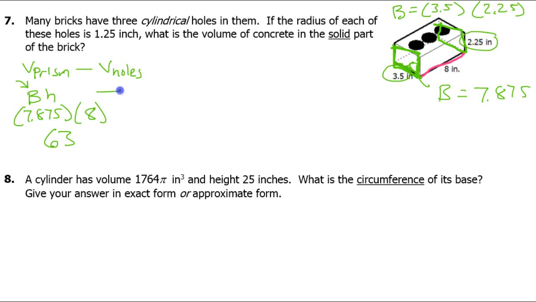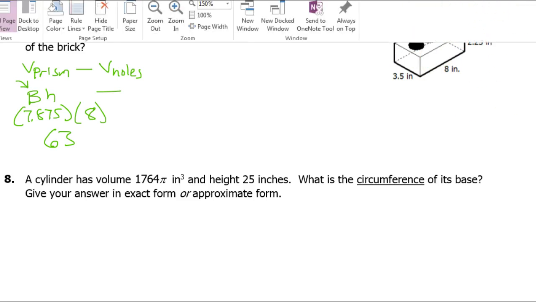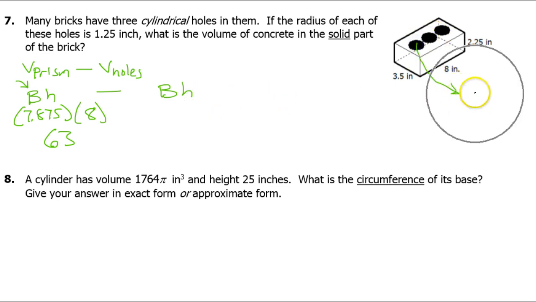Now I need to subtract the volume of the holes. Now the volume of a cylinder, because each hole is a cylinder. All right, let me clean this up a little bit. So the volume of a cylinder is also area of the base times the height. But look at one of these holes. The base is a circle. So if I want to find the area of that circle, that's going to be pi r squared.